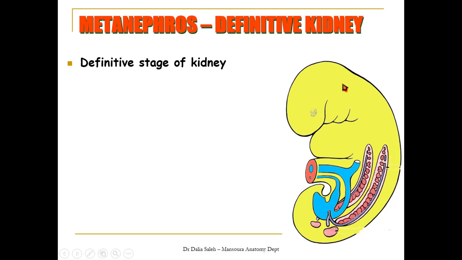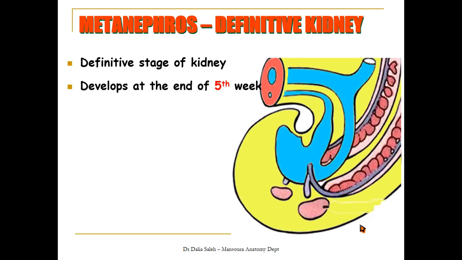Already in this diagram, the pronephros has regressed, and the mesonephros has regressed in the thoracic region, and only the mesonephric part of the kidney in the lumbar region persists. This will form the mesonephric tubules or the excretory unit, and these solid cords represent the mesonephric ducts. The first appearance of the definitive kidney, or the metanephros, is at the end of the 5th week of development.